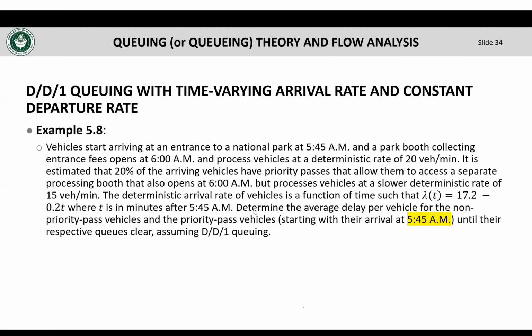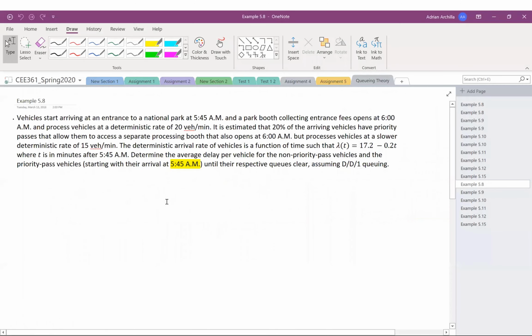And so the question is, we're asked to determine the average delay per vehicle for the non-priority pass vehicles and the priority pass vehicles, starting with their arrival at 5:45 a.m. until the respective queues clear, assuming that the queuing system behaves as D/D/1, meaning we have deterministic arrivals, deterministic departures, and one channel. Okay, so this is typical of queuing problems, where they are pretty verbose. You have a description of a system and you have to learn how to make sense out of it. So here we have the same problem.